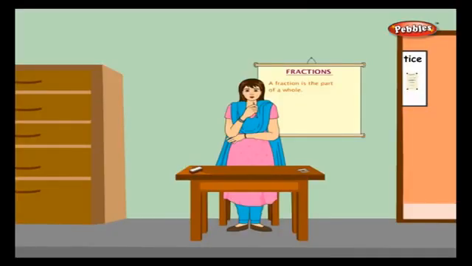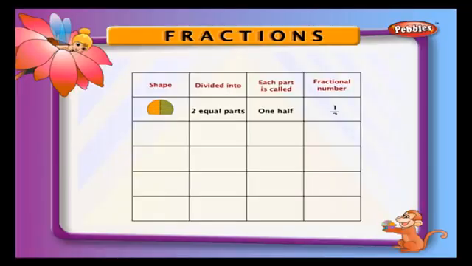Other fractions. Let us learn the other fractions with the help of some diagrams. The first circle is divided into 2 equal parts. It is written as 1/2 or 1 by 2. This circle is divided into 3 equal parts. It is written as 1/3 or 1 by 3.